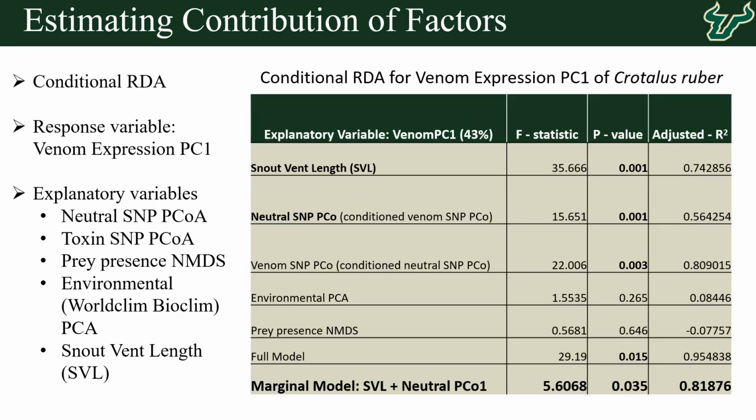The following chart shows the results of the RDA, starting with the marginal model at the bottom, which represents the best model for our data. In this case, both SVL, or size of the snake, and neutral sequence variation were the best factors for predicting most venom expression variation. SVL, when conditioned for all explanatory variables, was significant, and neutral and toxin sequence variation were also significant.